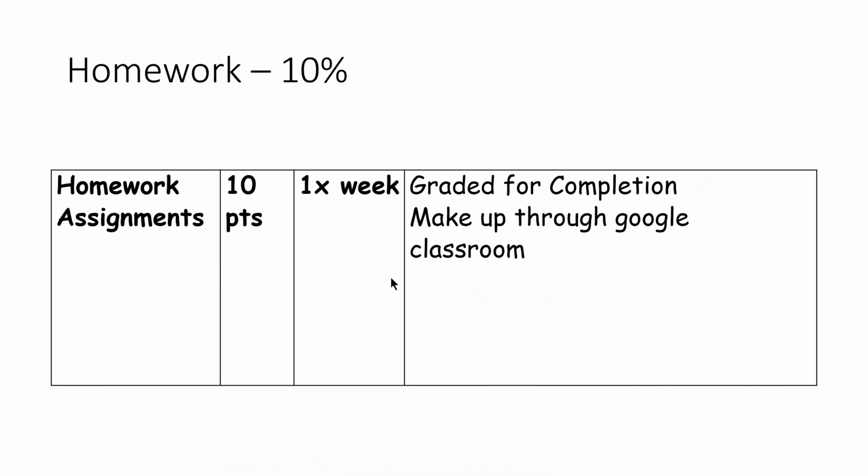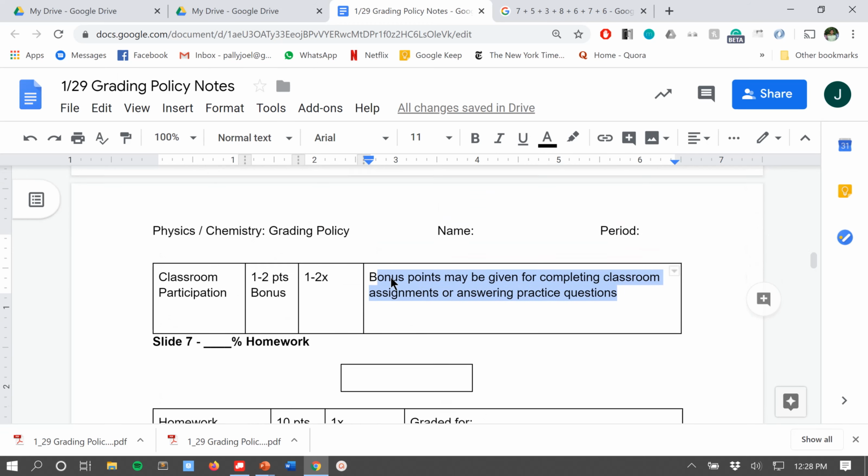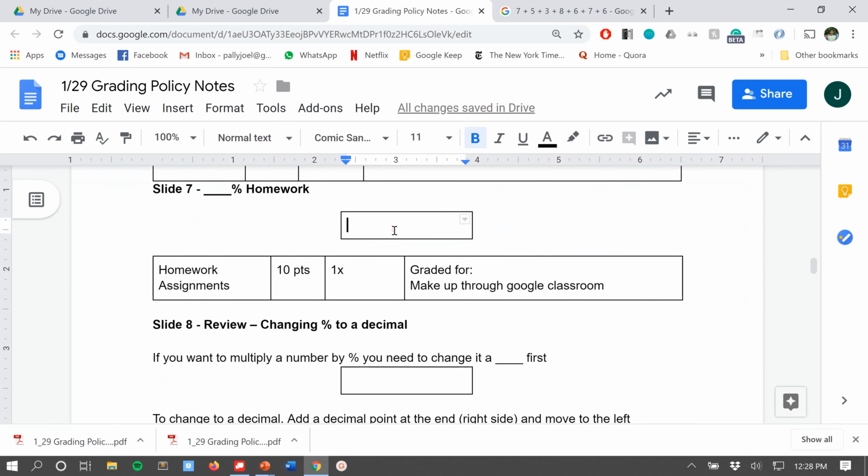Next, we got homework. So I know you all love homework. Don't worry, homework is not a big part of my class. It is 10% of your grade, as it is required in Excel and Baltimore City schools. However, I assign about one homework assignment a week. It's usually a very short reading. So one homework assignment a week. They're about 10 points each. They can be made up on Google Classroom.